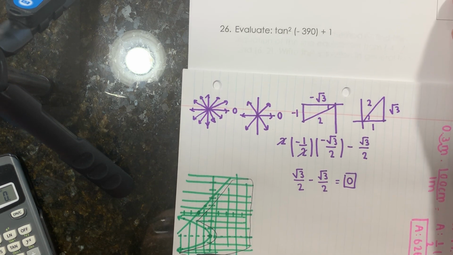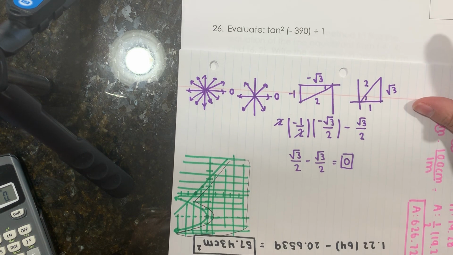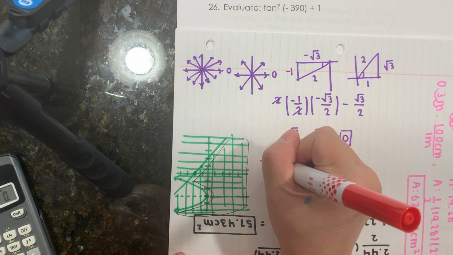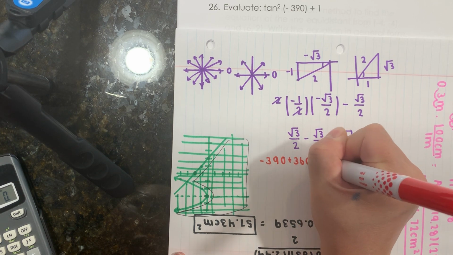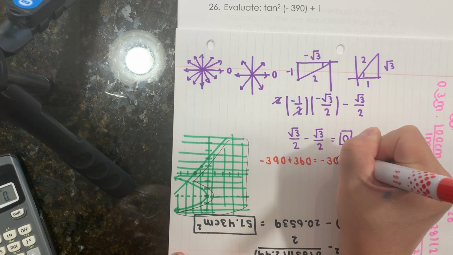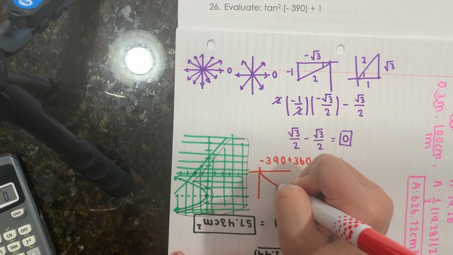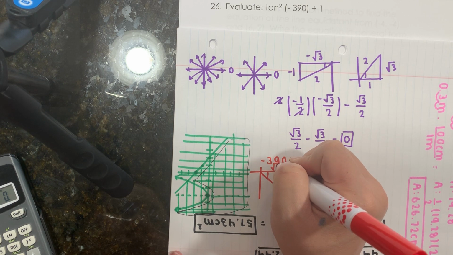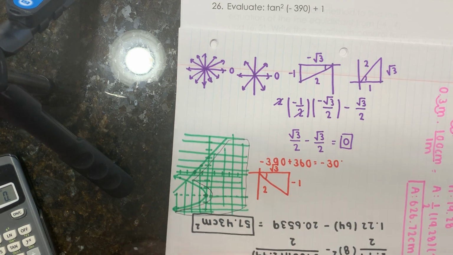Now moving on to number 26. So for number 26, we have evaluate tangent squared of negative 390 plus 1. Well, negative 390 is greater than 360, so I have to add 360 to that, which would actually give me negative 30. So a triangle in quadrant 4 with a 30-degree angle would give me an adjacent of root 3 and opposite of negative 1 and a hypotenuse of 2.